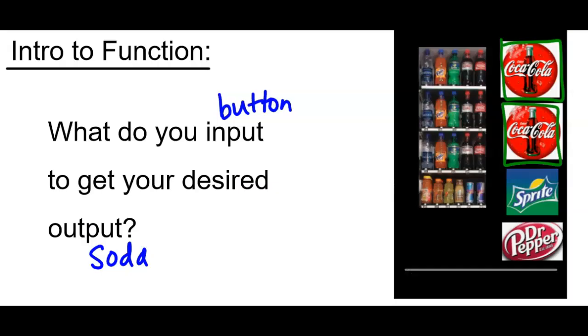So if you look at a soda machine, and you look at what you input on that soda machine, you will get the desired output. So if you push this button, you're going to get a Coke. If you push this button, you're going to get a Coke. This a Sprite, and this a Dr. Pepper. So if you push those buttons, you expect to get that soda out. So your input produces a single output that you expect.